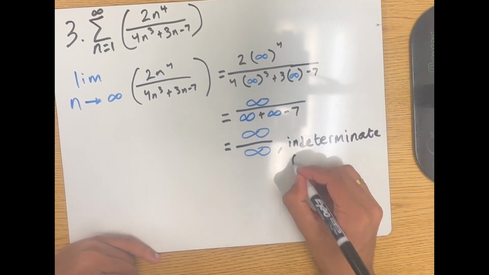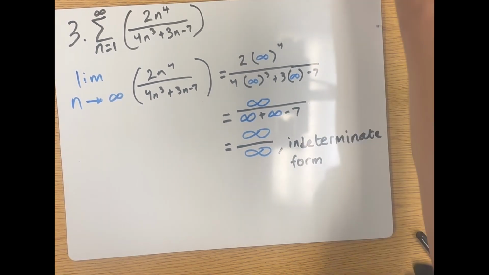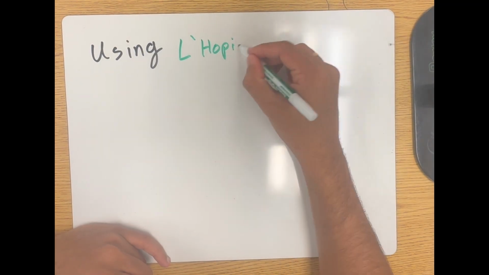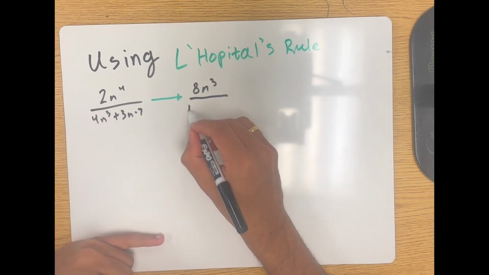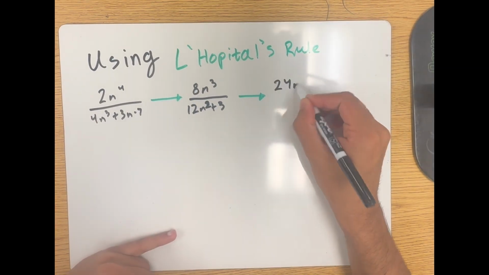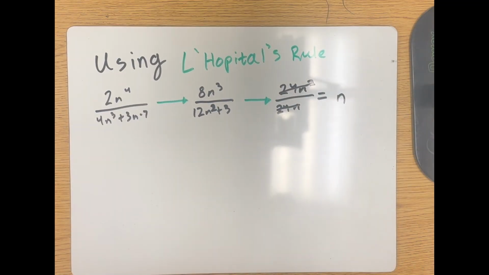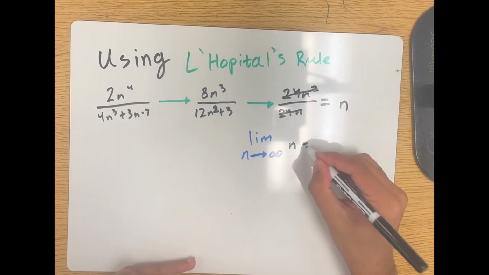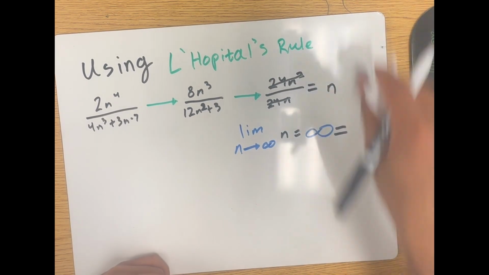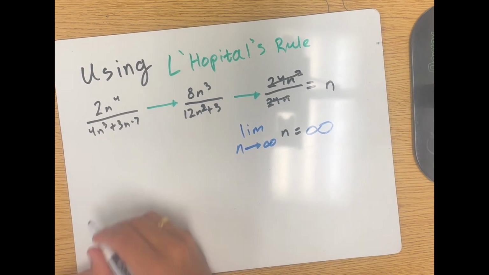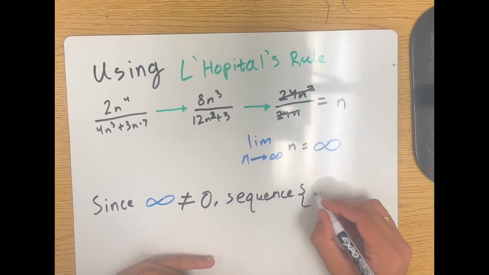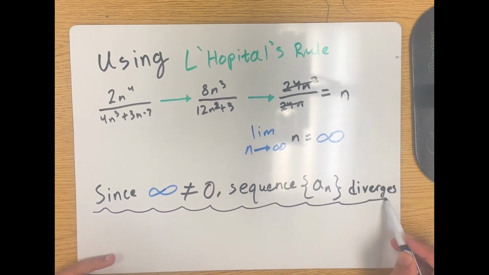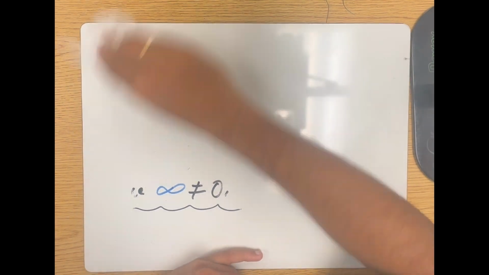So now we can use L'Hopital's rule, which involves taking the derivative of the top and bottom of the expression. If we do so a few times, we get the expression to simplify down to just n. What this means is that the limit as n approaches infinity of 2n to the 4 over (4n cubed plus 3n minus 7) is the same thing as the limit as n approaches infinity of n, which just equals infinity.